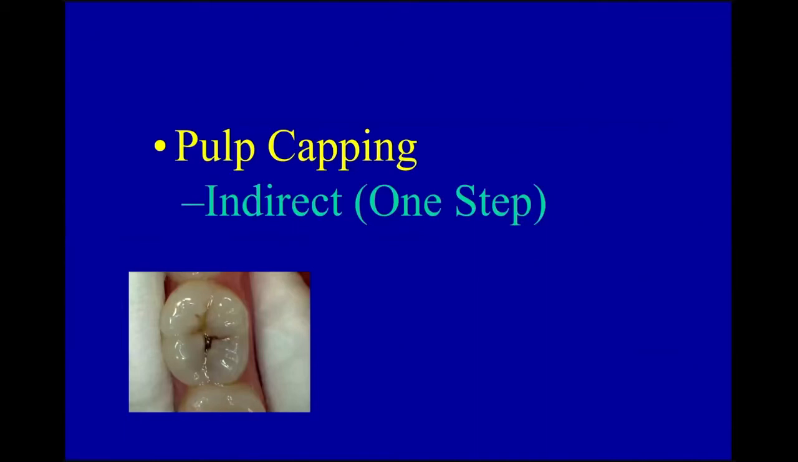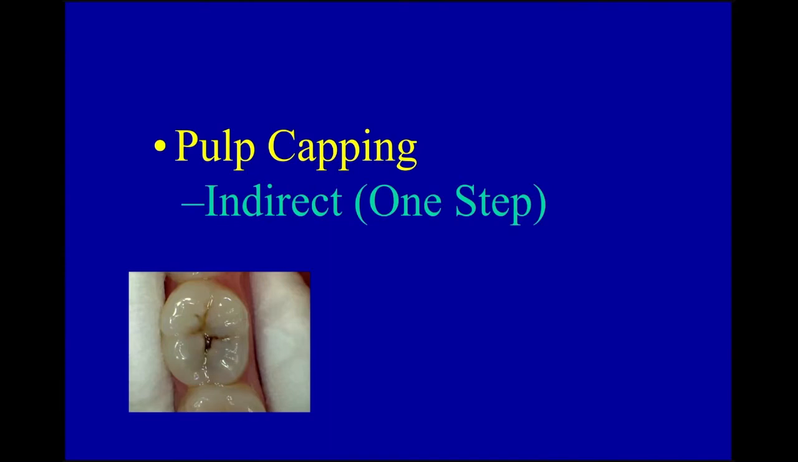Now, let's talk about pulp capping. We have briefly covered the background of the development of MTA, and now you can use this material based on solid science. You can use it in indirect pulp capping in one stage, or you can do it in several stages.